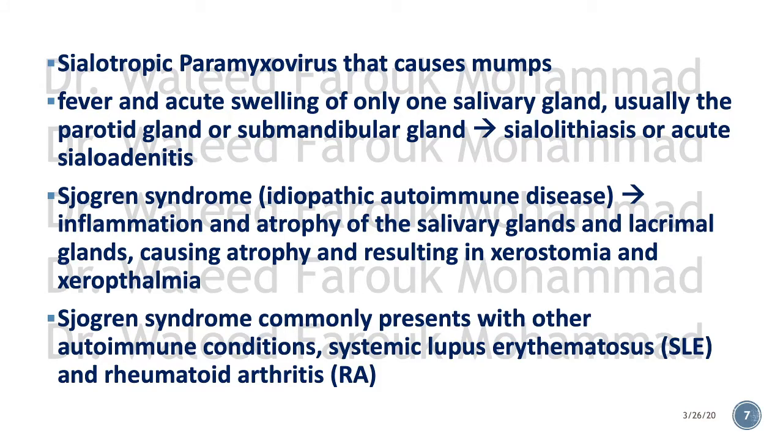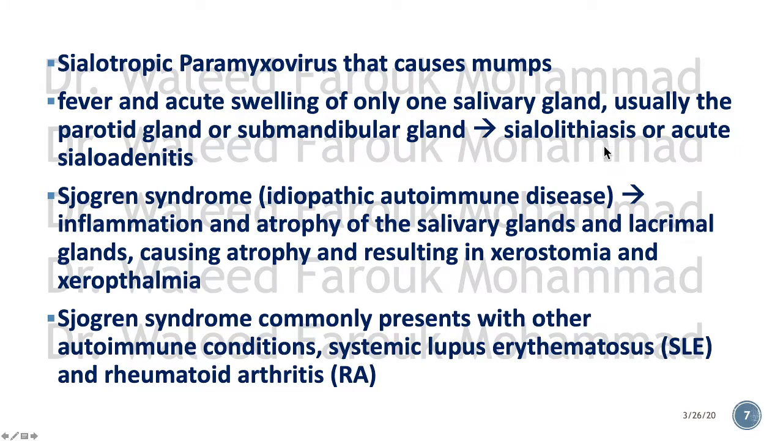Now, of course, you know, the paramyxovirus, the mumps virus, affects the gland. Sometimes swelling involves only one gland. If it's with fever, this may be a case of acute inflammation, sialoadenitis, or sialolithiasis, which is stone in the duct.